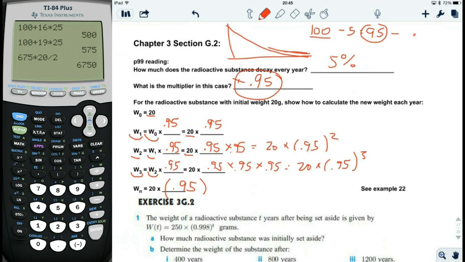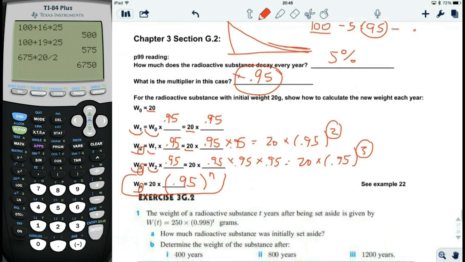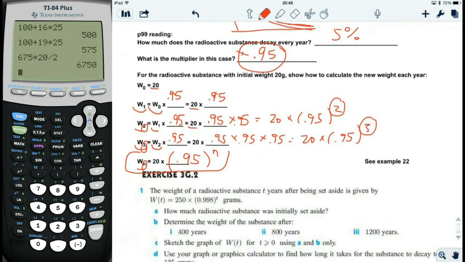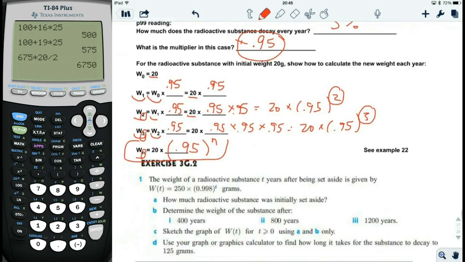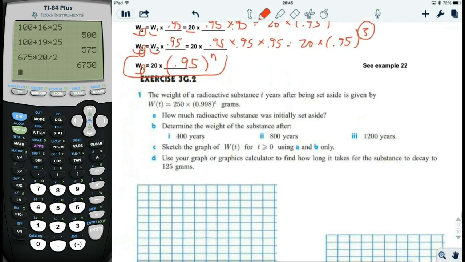So you can see the pattern here. In year 3, the weight is equal to something, something, something cubed. In year 2, the weight is equal to something, something squared. So in year n, the number of times you multiply 0.95 would be n. Okay, so this is the general formula to find out how much radioactive material is left after n years. Okay. So that's how the decay works.